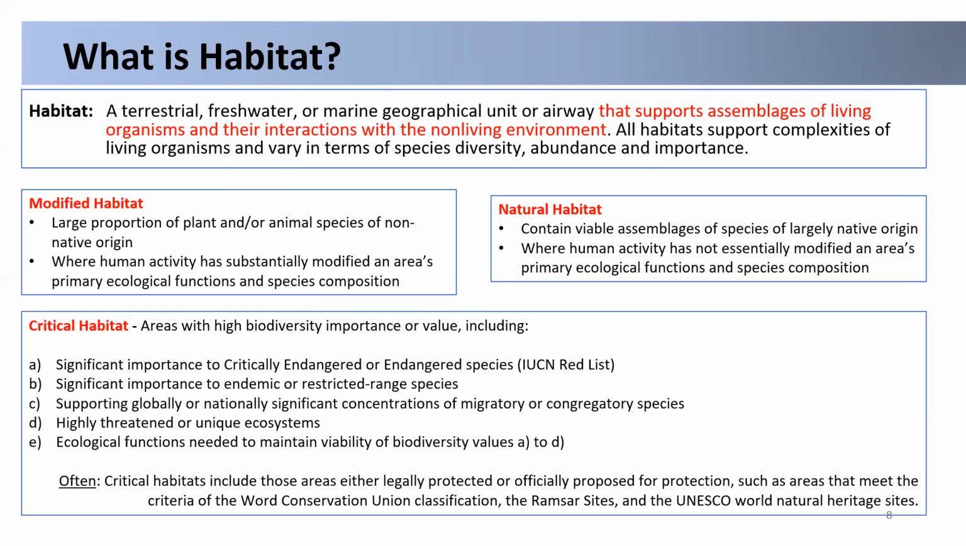For example, one of the most common habitats that we have, and sometimes don't even consider a habitat, is the modified habitat. These are the urban surroundings, where a large proportion of plant and or animal species are non-native in origin. For example, in the urban surrounding, you have cats, you have mice, etc., which are definitely not native species, but they are very typical for the modified habitat. And this is the habitat where human activity has substantially modified an area's primary ecological function and species composition. So just to give you a few examples of modified habitats.